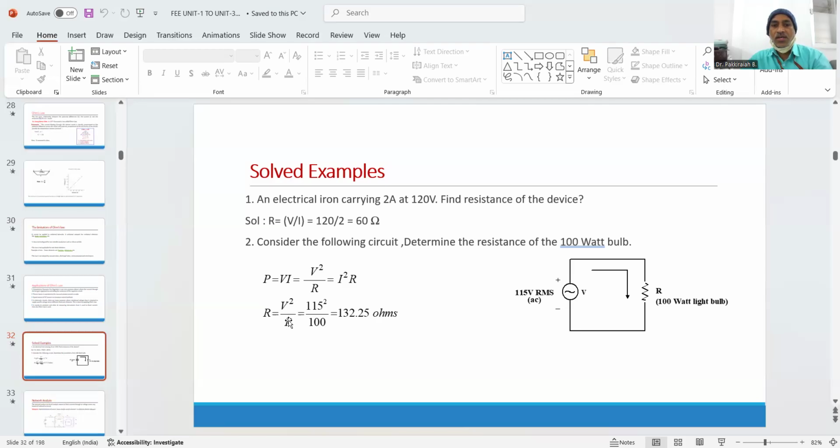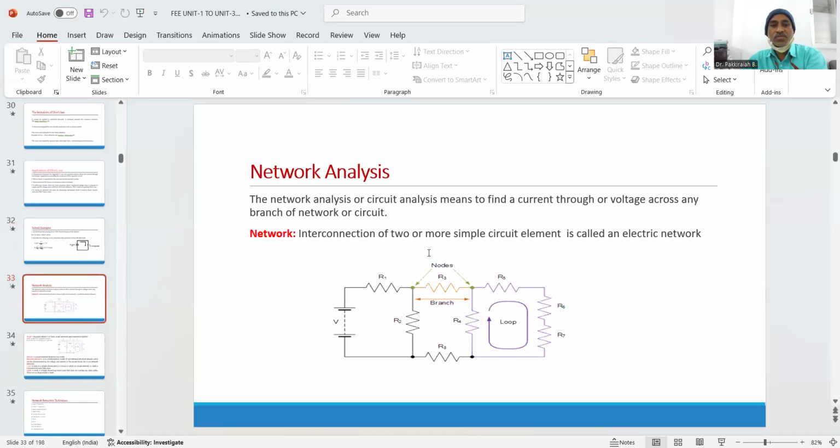So V square by P, based on the given parameters you can choose the option. So voltage is given and the power is given to us. R equal to V square by P. V is 115. R equal to, you need to find. So it will be about 132.25 ohms.